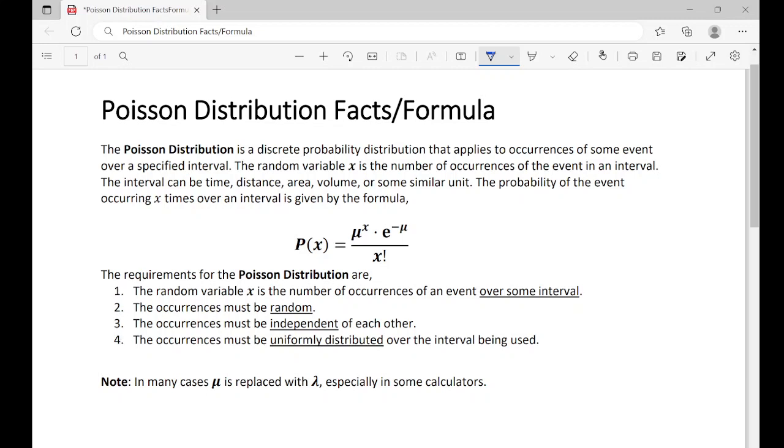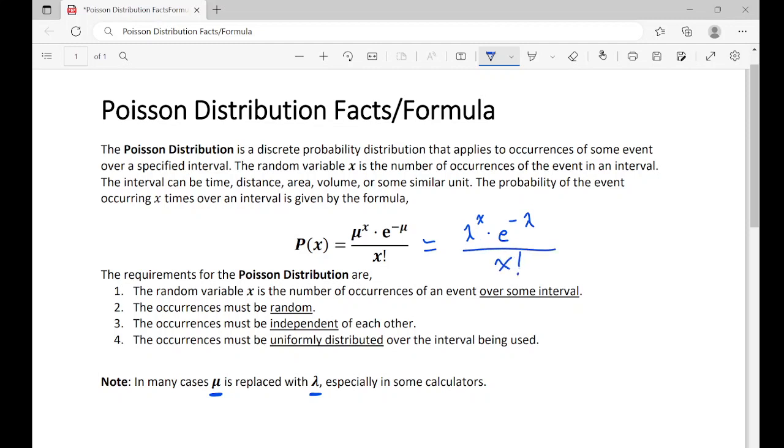Now you need to be careful. In many cases, they don't use mu. They will use this symbol here. And this symbol is lambda. So it'll be the exact same formula as we have up here, but except in having mu, it'll be lambda raised to the x times e to negative lambda over x factorial.